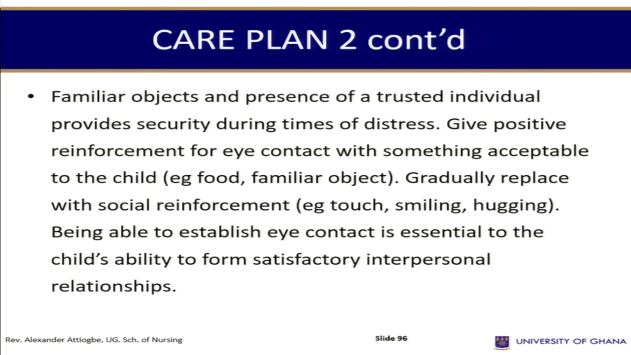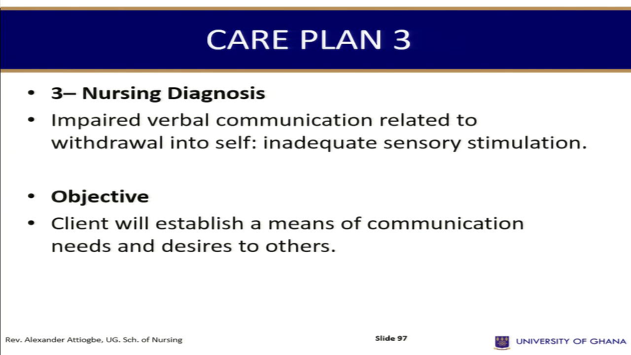Give positive reinforcement for eye contact with something acceptable to the child, for example, food, familiar objects, etc. Gradually replace with social reinforcement, for example, touching, smiling, and hugging the child. Being able to establish eye contact is essential to the child's ability to form satisfactory interpersonal relationships.